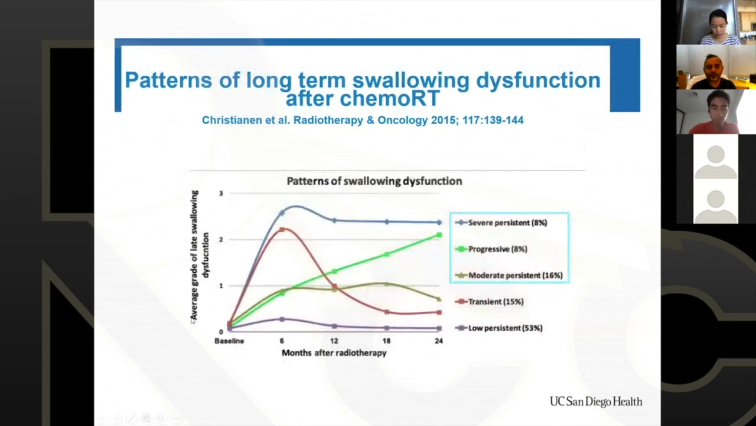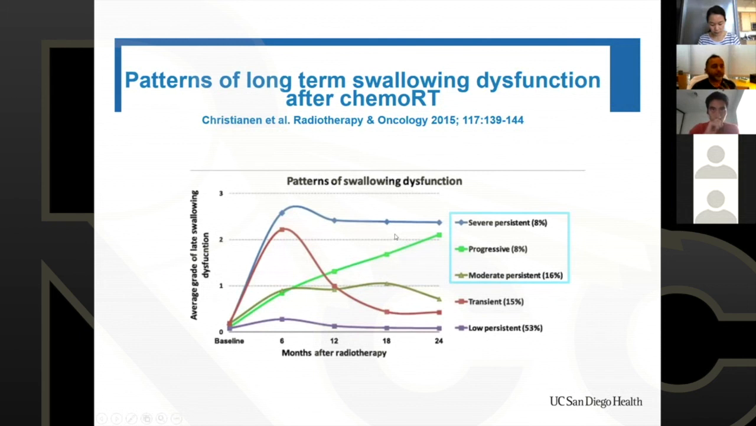And again, this is basically grade of swallowing dysfunction months after radiotherapy. And you can see this is looking at their patients. The majority of their patients had just some low persistent swallowing dysfunction. But there were some patients who had this acute rise in transient symptoms. But there's a small but real minority of patients that have either progressive symptoms or severe persistent symptoms. And these are the patients up here where nerve injury really is thought to become the predominant cause of dysfunction in these patients.